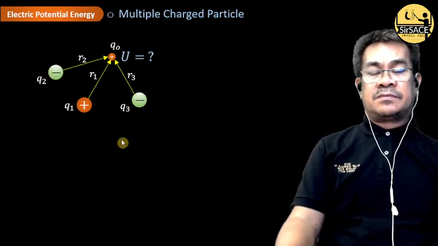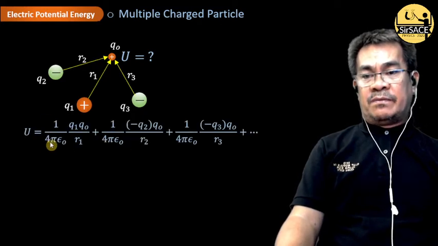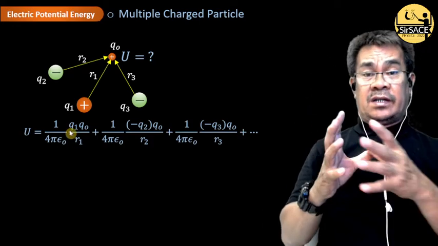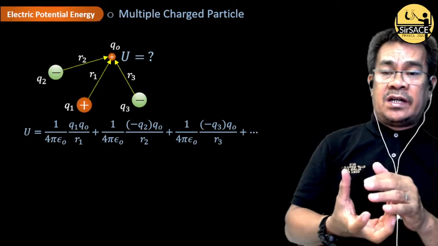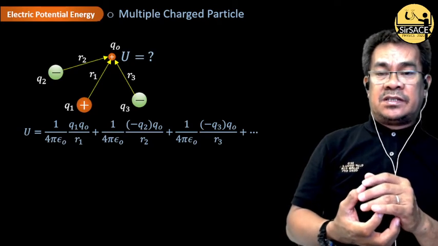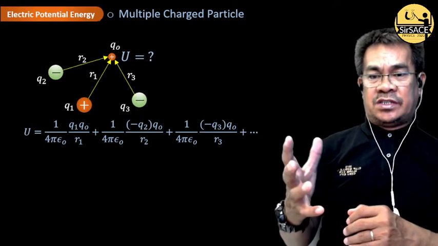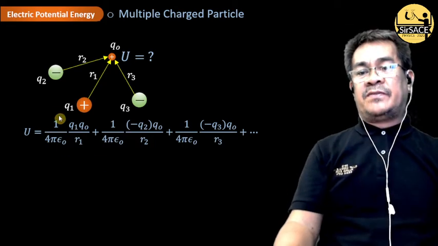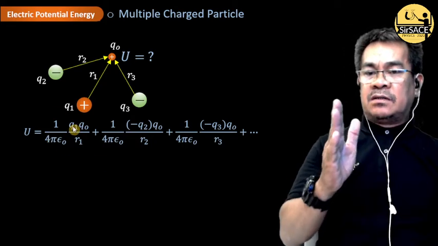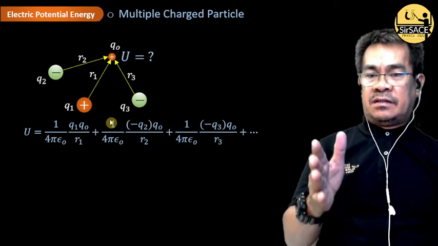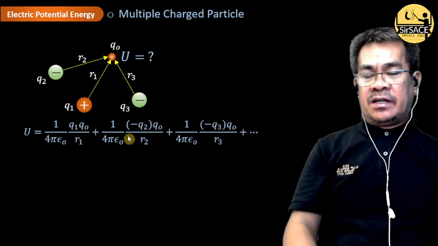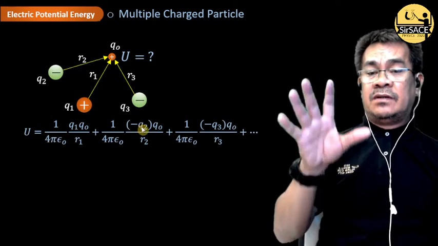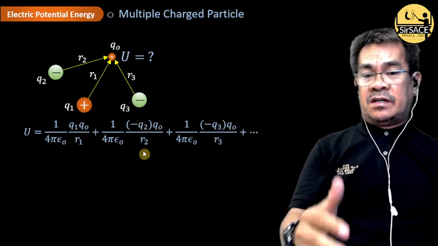When we say algebraically, we always add, but there are cases it will become negative depending on the charge. So take note that the formula is 1 over 4 pi permittivity, Q naught over R. We can apply the formula for a single charge to a multiple charged particle, so do it individually for each charge. First we have 1 over 4 pi permittivity, charge 1, Q naught over R1. Then in the second term, 1 over 4 pi permittivity again, negative charge, because in our example it is a negative charge, it can be positive depending on the value, multiplied by the test charge, then over R2, and so on.